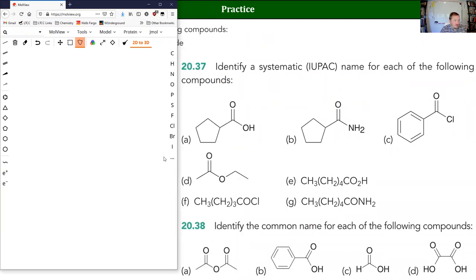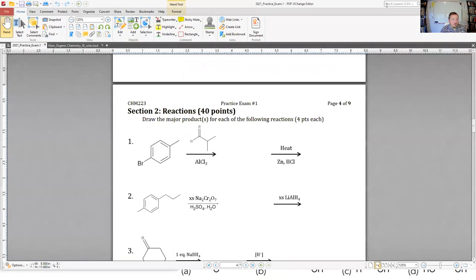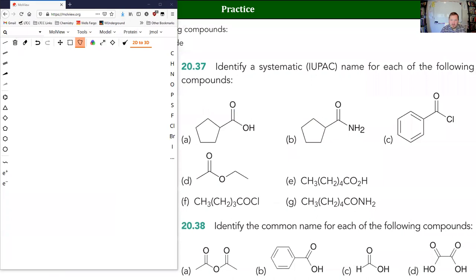All right, now we're trying to come up with names for some of these other ones. It might be worth remembering; let me find the section in the textbook where it talks about the cyclo groups, to make sure that I say it the same way that they do. If it's a carboxylic acid, we just say the name of the alkane, and then we say the words carboxylic acid. So for A, it would just be cyclopentane carboxylic acid.